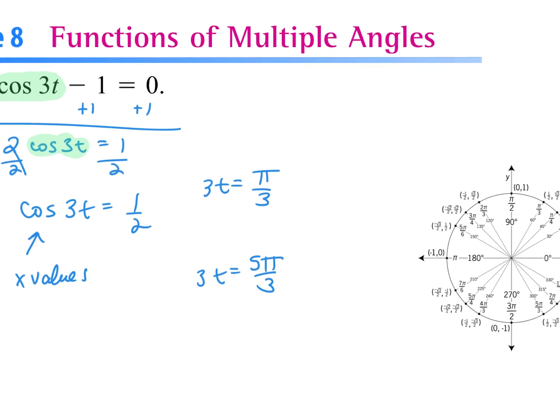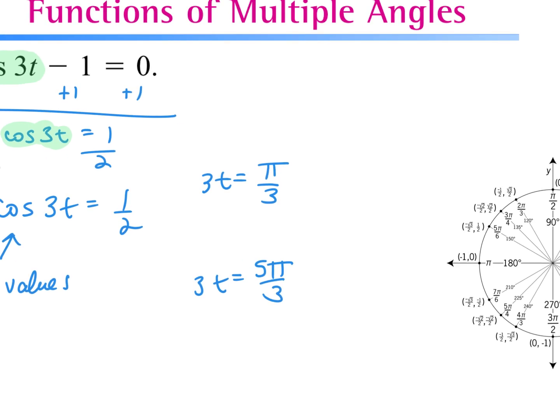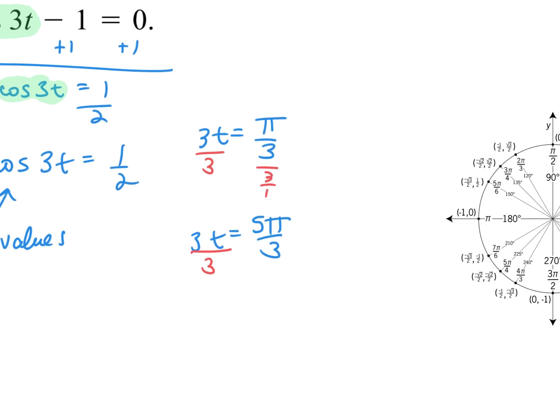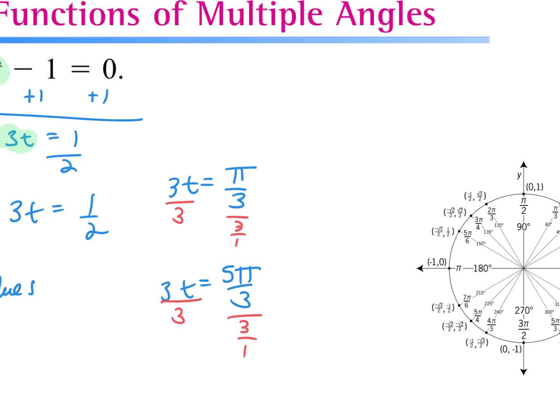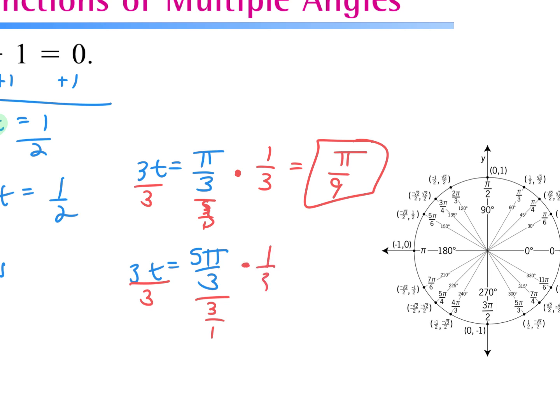So the extra step is now, guys, you've got to get t by itself. So what would you do? You divide by 3. When you divide by 3, it's the same as multiplying by what? Because look, you're going to divide by 3 over 1, correct? So you're going to keep, change, what? Flip. So this really becomes, what is your answer? Pi over 9. You're fine. And then here, I'm going to keep, change, flip, and this becomes 5 pi over 9.